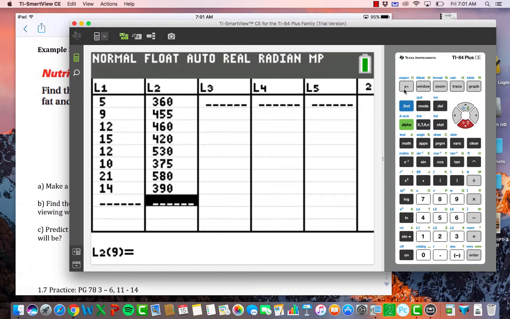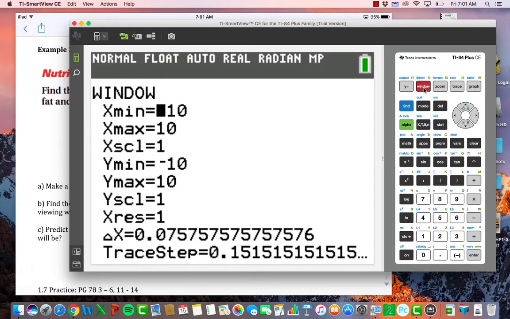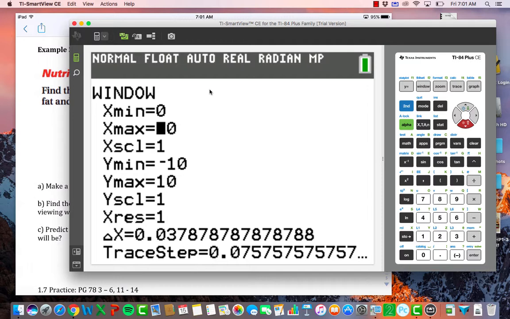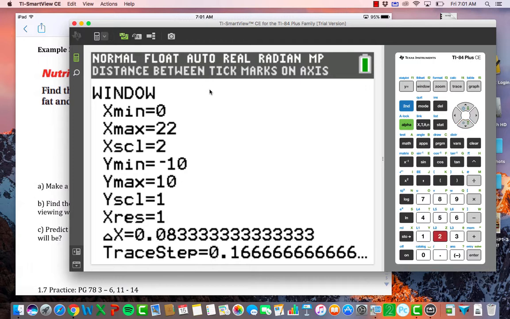So now I'm going to go to my window. Before I go to my window, I want you to take a look at this. All of my X values are between like 5 and 21, so I want to make an X axis that can hit all of them. So I'm going to go to Window. My Xmin can be 0 because all the numbers are small, and my Xmax has to be something like 22. And I'm going to have them count by 2s because it's pretty easy.